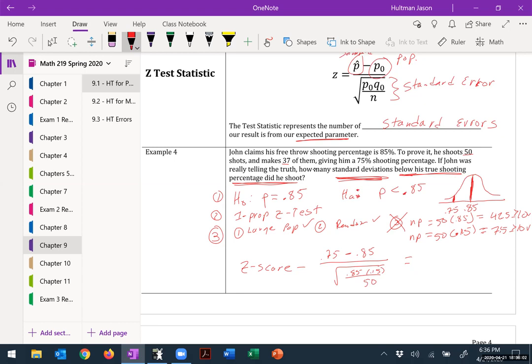If I calculate this, it becomes negative 1.98. So I would be about 2 standard deviations below, about 2 standard errors below. But again, I cannot continue with this because I have an insufficient sample size.